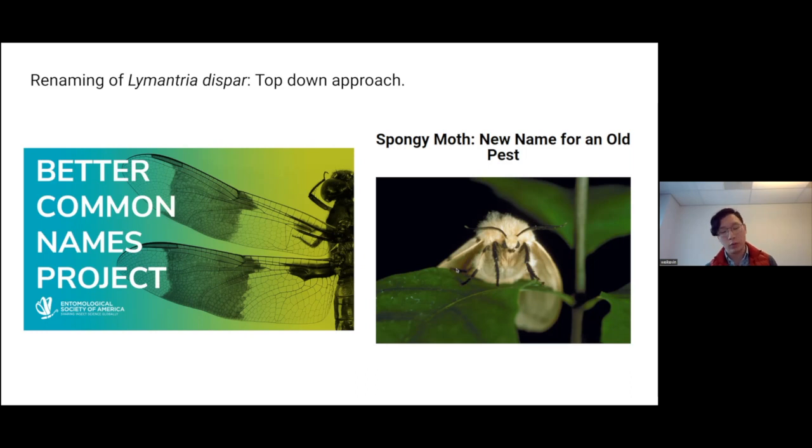They went through a voting process. At first they had nomination of names and then subsequent voting. After voting, the gypsy moth name was changed to the spongy moth, because they're spongy looking and they're squishy.